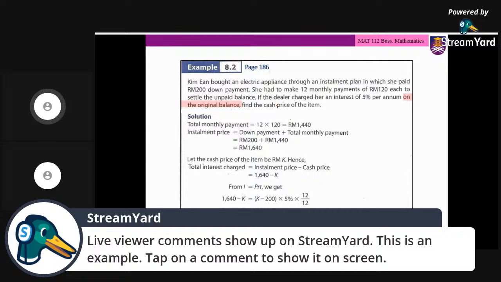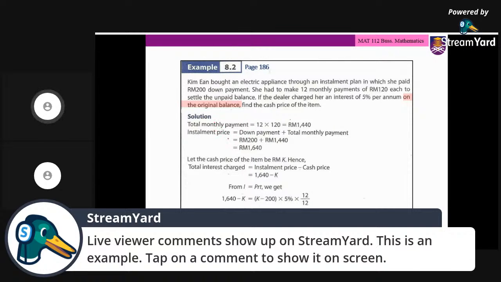Okay, so for this example, we use the formula where total interest is installment price minus cash price. So this one is basically the installment price punya formula, which is the original formula: installment price is equal to cash price plus total interest charge. Okay, so you can calculate the installment price first.